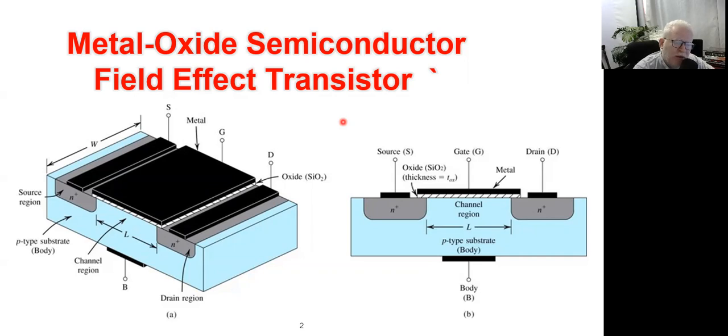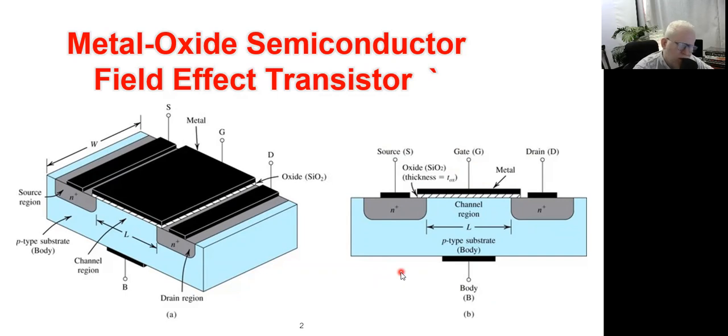MOSFET generally is a four-terminal device. We have a substrate. So for example, this is an N-channel MOSFET. That's why we have a P substrate. We have a source and drain with an N doping. We have the oxide layer covering the gate, and we have the metal contact. So we have a body contact connected to the substrate. We have a terminal connected to the source, we have a terminal connected to the drain, and we have a metal above the oxide indicating the gate. So this is a four-terminal device.